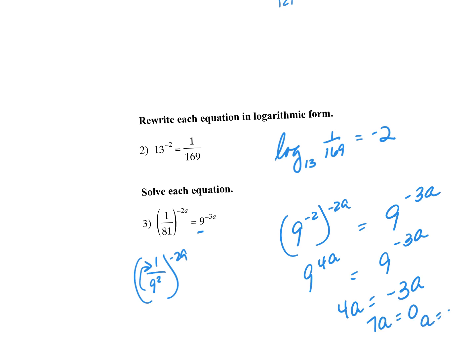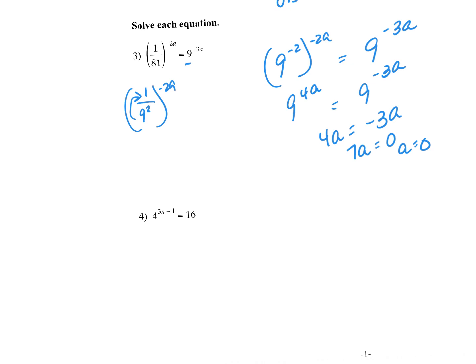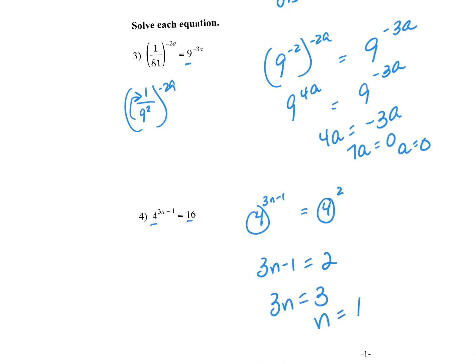So a equals 0. And in this next one, I see that there's a base 4 and 16 is 4 squared. So you have to change it in an exponential way. You can't do like 2 times 8 or 4 times 4. You have to put it exponentially. So 3n minus 1 is the left side equals 4 squared. Now you have the same base, and you just make 3n minus 1 equal to 2. So 3n equals 3, n equals 1.